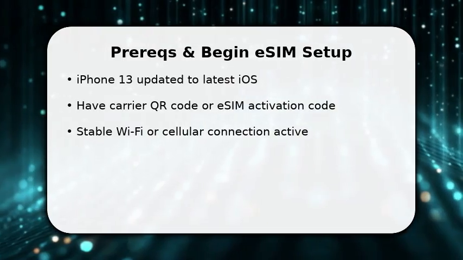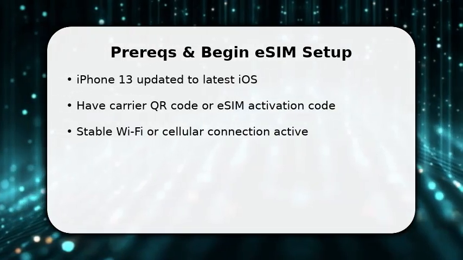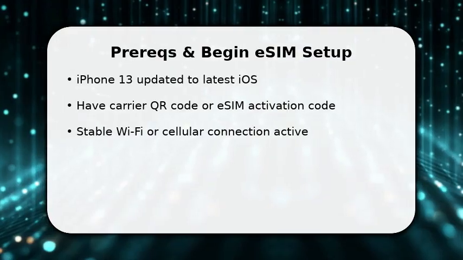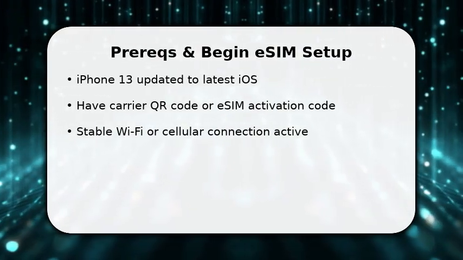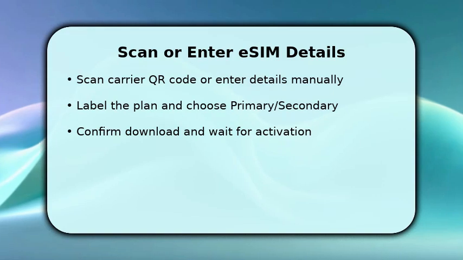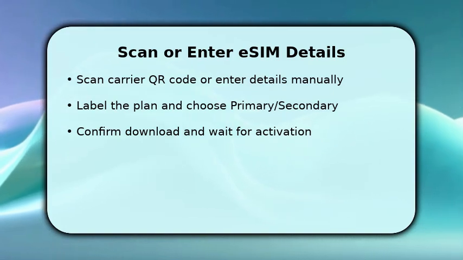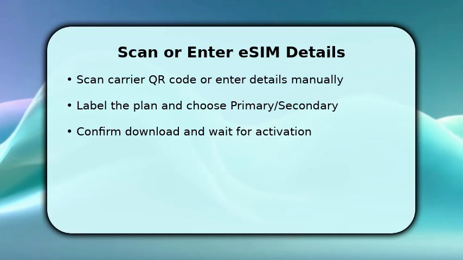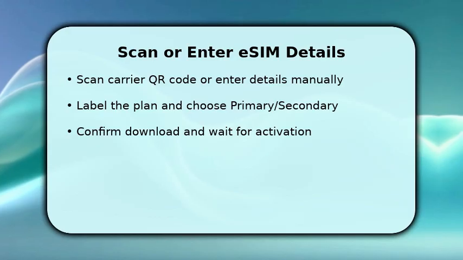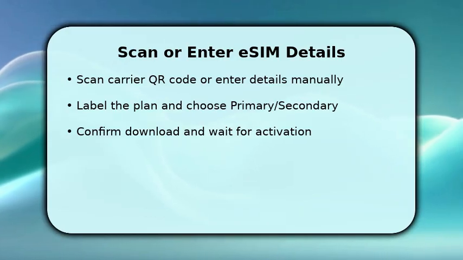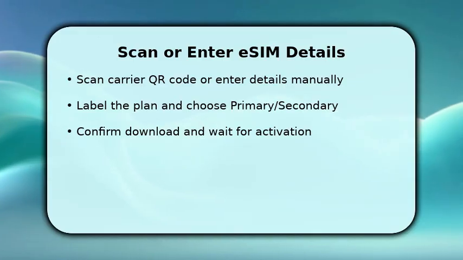This prevents dropped service. Make sure you're on Wi-Fi or have cellular data, because the phone will contact your carrier to validate the eSIM profile. Next, scan the QR code your carrier provided or choose Enter Details manually and type the SMDP plus address and activation code. Once the profile appears, assign a label like primary or secondary so you can manage line use. This matters for messages and data priority.